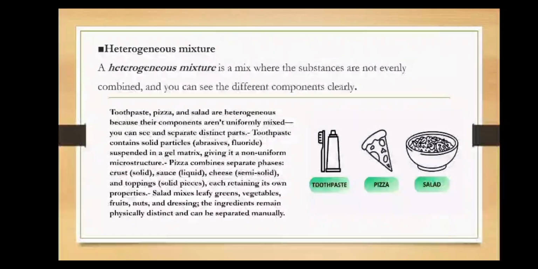Ang toothpaste, pizza, and salad ay mga heterogeneous kasi di uniform ang composition. Makikita mo mga distinct parts. Toothpaste may mga solid particles and gels. Pizza got crust, sauce, cheese, toppings, different textures. Salad is may mga leaves, veggies, and dressings. So kaya separate components sila. So mga mixture sila with multiple pieces.